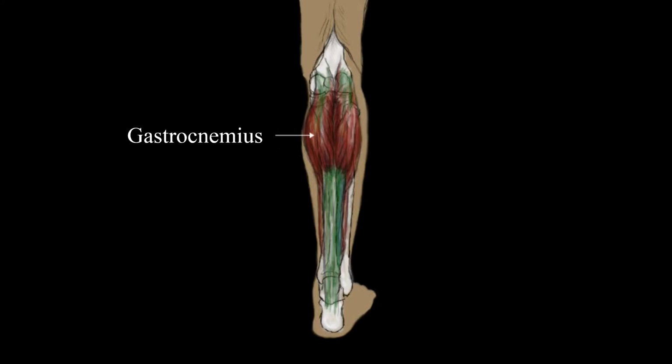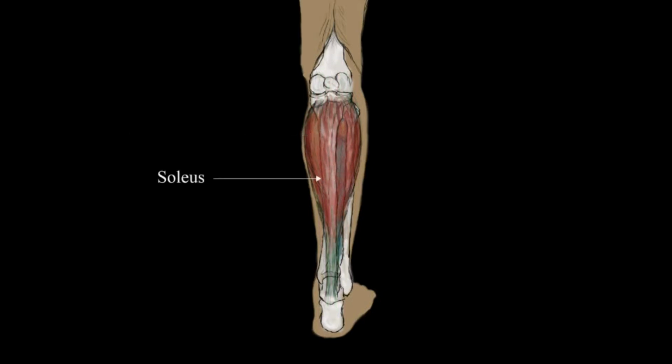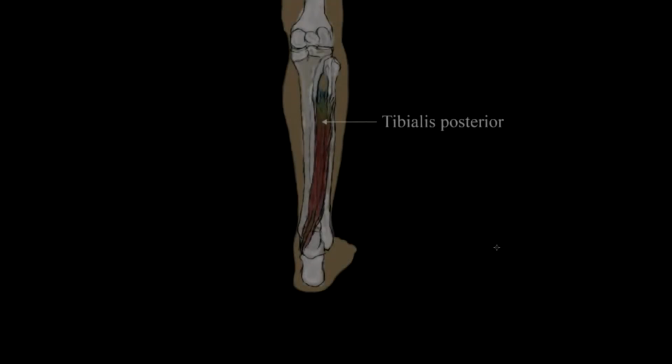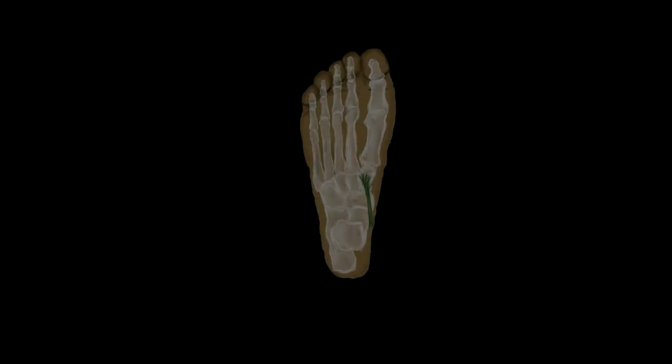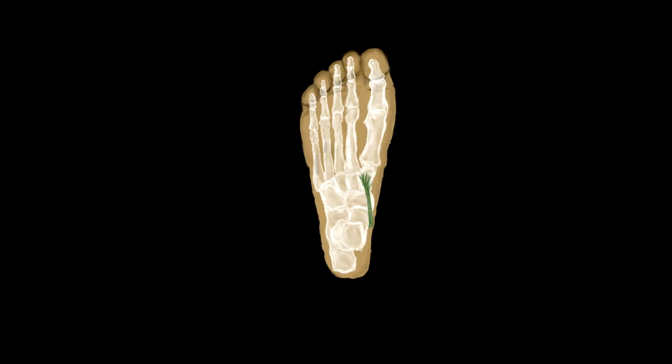Deep to the gastrocnemius is soleus, a large muscle important for standing posture. Soleus also attaches to the calcaneus via the Achilles tendon to allow plantar flexion. Alongside the soleus is the plantaris muscle, a small, relatively unimportant muscle analogous to the palmaris longus in the forearm. Deeper in the posterior compartment is tibialis posterior, originating from between the tibia and fibula. The tendon of tibialis posterior crosses the ankle medially to allow plantar flexion and inversion of the foot.